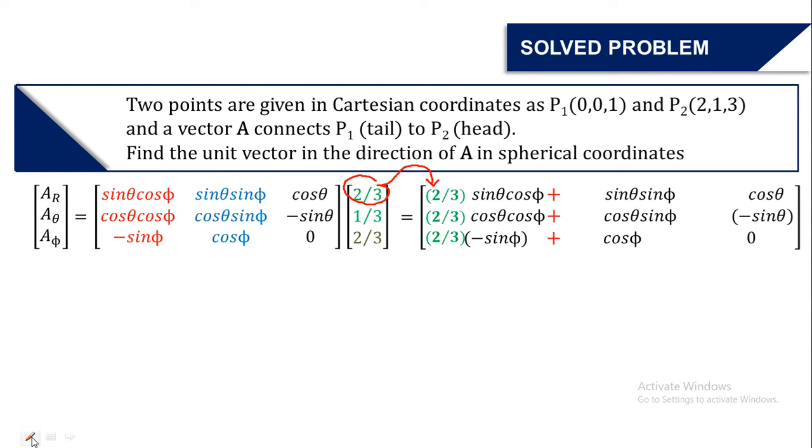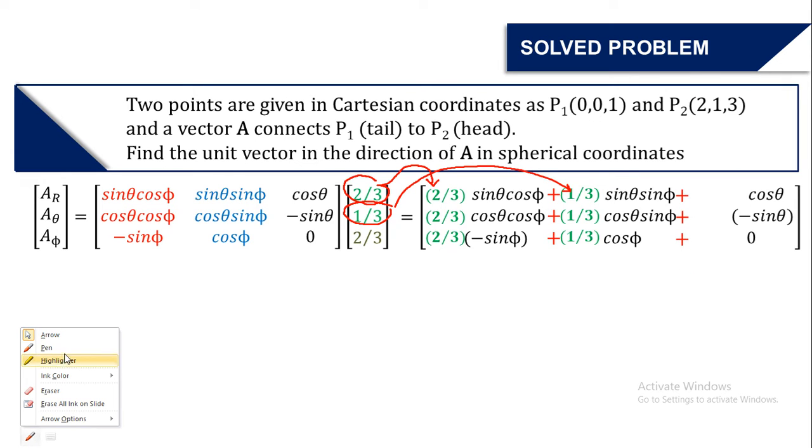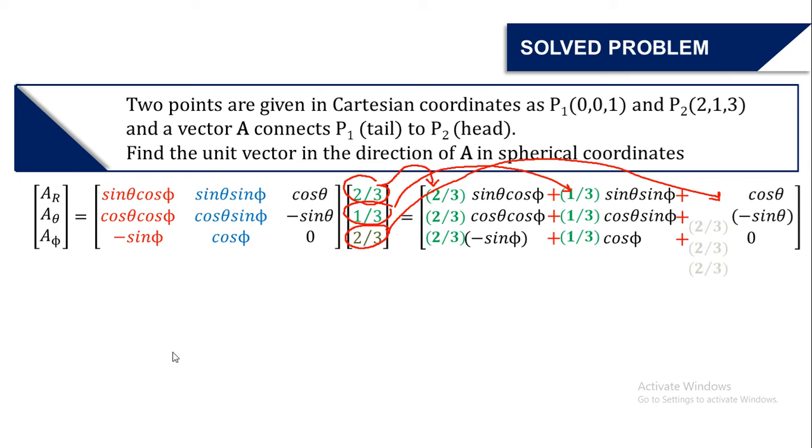Ano namang ilalagay natin doon sa susunod? Of course, ito ng 1 third. Diba? 1 third will go this 1, then plus ulit. Then dun naman sa last element sa multiplier natin, dun na yung mapupunta. So we have 2/3 cosine theta, 2/3 negative sine theta, and then 2/3 times 0. So ganyan siya, no?